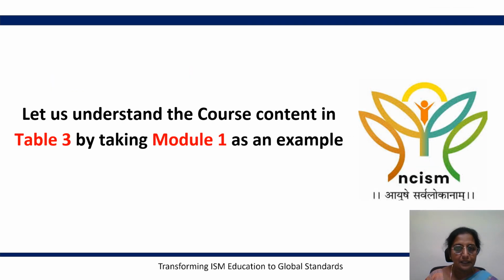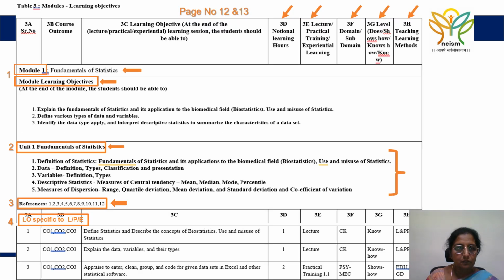Now let us understand the course content in Table 3 by taking Module 1 as an example. This is an overview of Table 3, available on pages 12 and 13. It shows the modules with learning objectives. Here the columns run from 3A to 3H, as explained earlier.